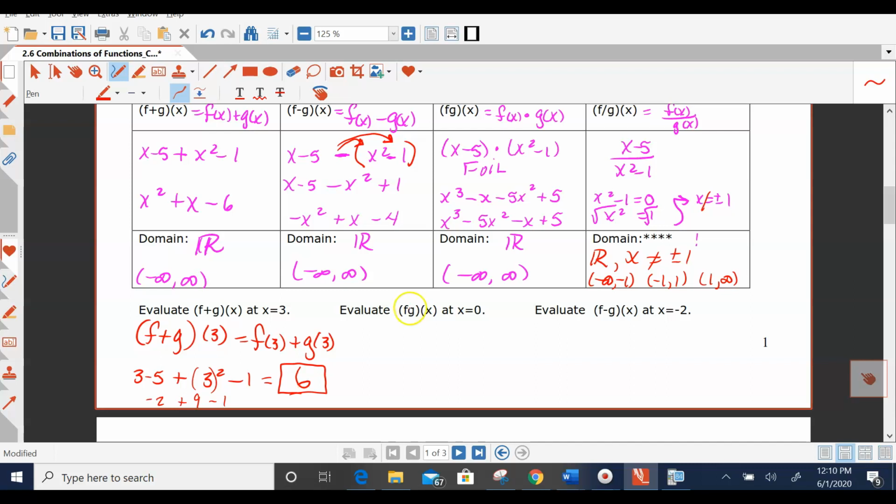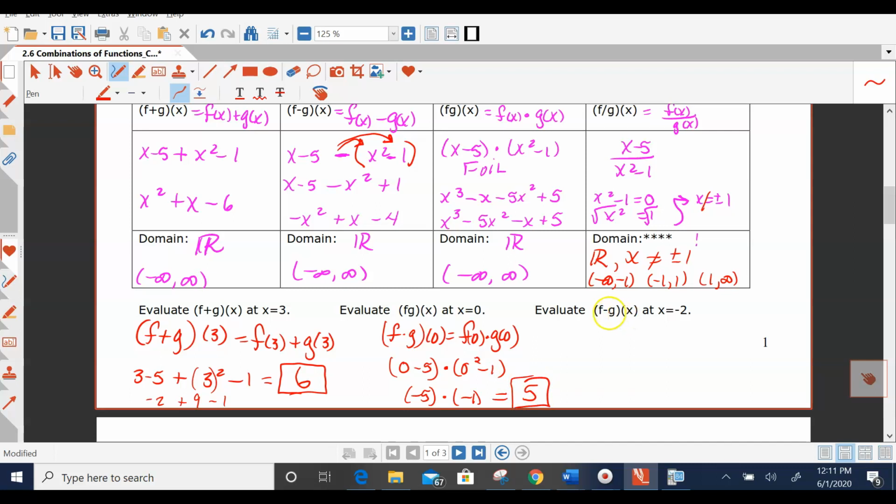All right, let's evaluate f times g at x when x is equal 0. So we want to basically find f times g of 0, which means find f of 0 and multiply that times g of 0. So we're going to go to f, plug in a 0, and we get 0 minus 5. Then we're going to multiply that result by going to g and plugging in a 0. That'd be 0 squared minus 1. So I end up with a negative 5 times a negative 1, which gives me a positive 5 as my result.